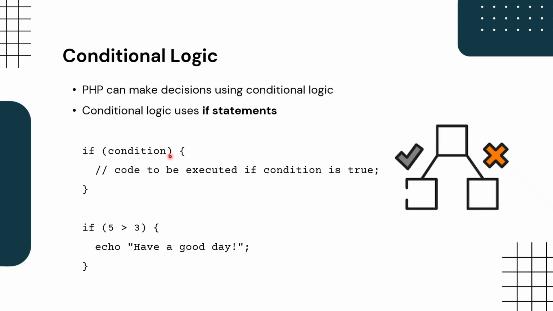The condition is within parentheses. So for example, here we're saying if 5 is greater than 3, that's the condition, then this is what's going to happen if this condition is true. Echo, we're going to print out, "have a good day."